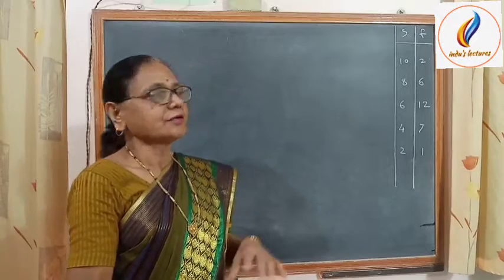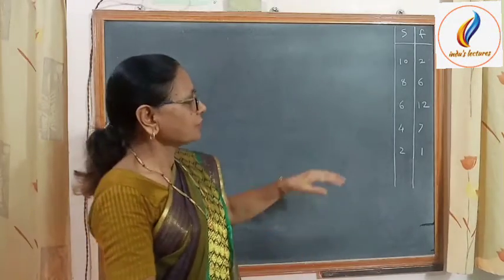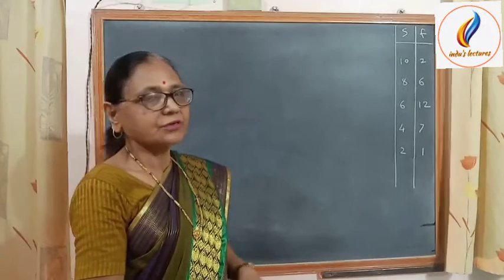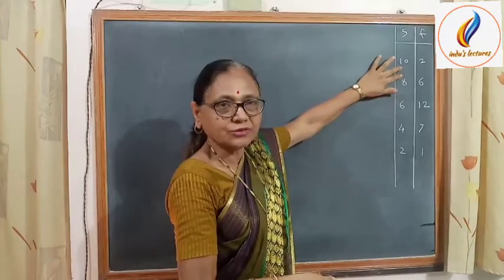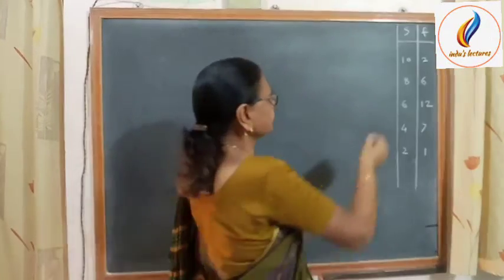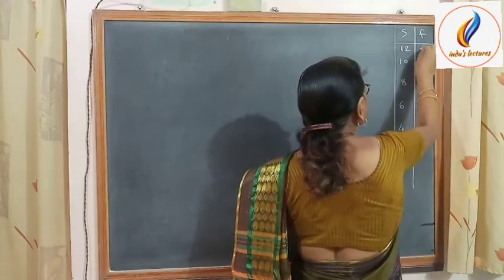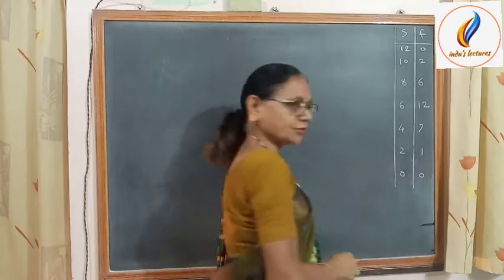So add a score above and a score below. Here, if we observe the scores, there is a difference between two neighboring scores. So we take extra scores here: 12 with frequency 0, and 0 with frequency 0.